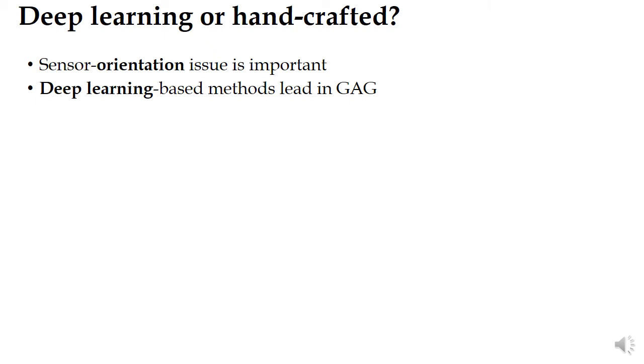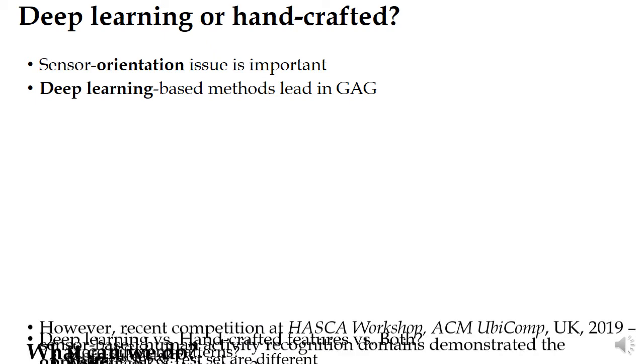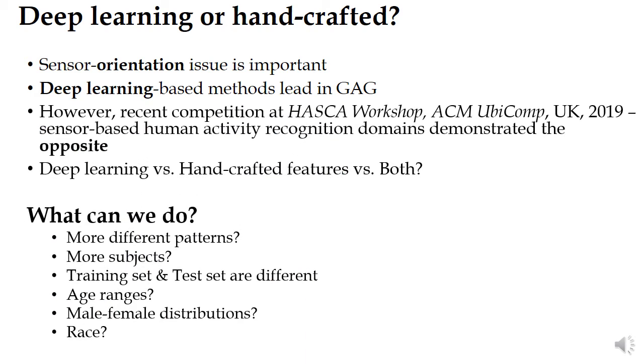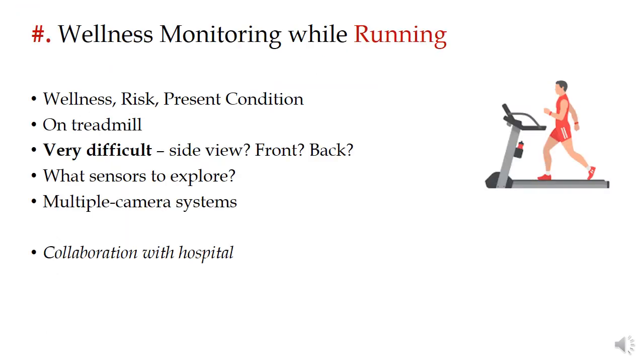We found that deep learning based methods performed better in this competition, but in some other competitions, like last year at the Haska workshop in the UK, we found that deep learning is not the leader, but of course good. So there is a possibility that deep learning or handcrafted features, or both, are important. So we have to explore. We need more different patterns, more subjects, and try to do that.